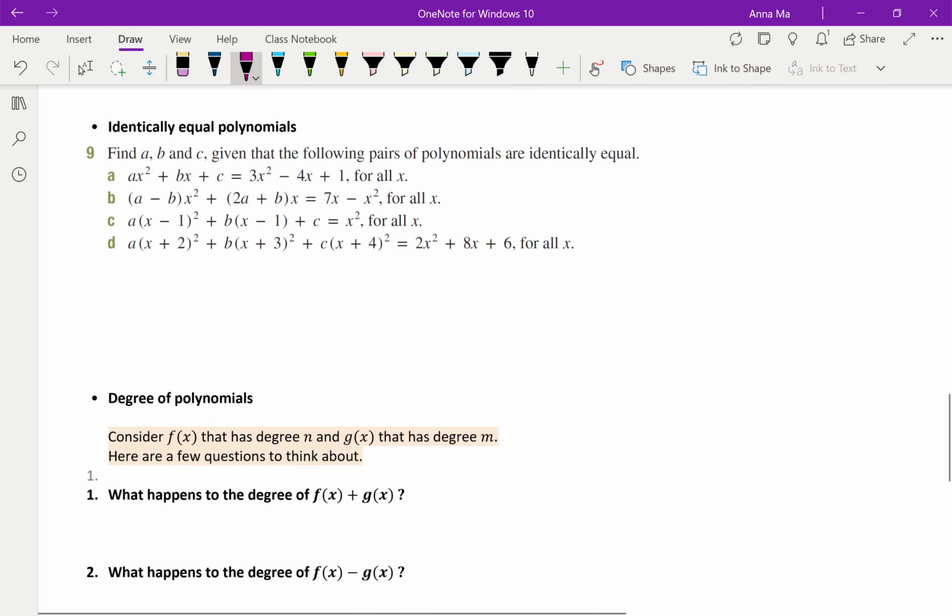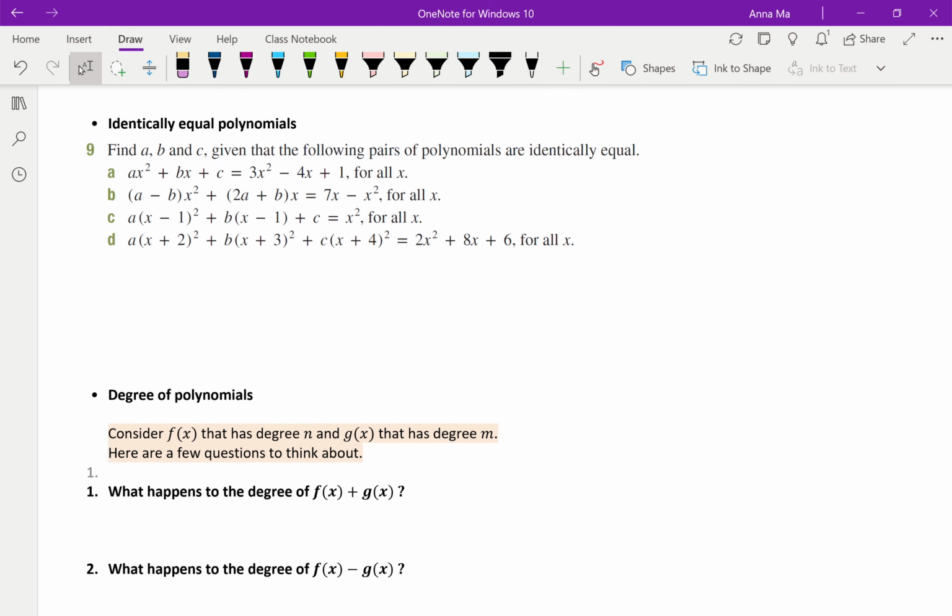Next, identically equal polynomials. This one's also straightforward, but say if you're given that the polynomials are identically equal, then you should know that for any terms that have the same power, as in if you're comparing x squared and x squared, their coefficients should also be the same. And I think that's pretty straightforward.